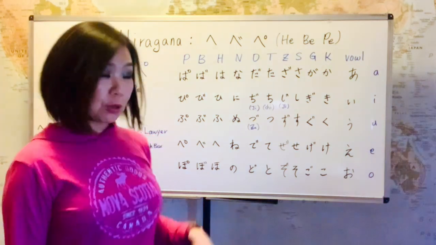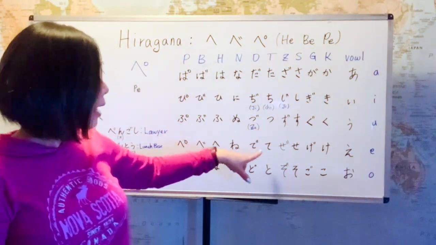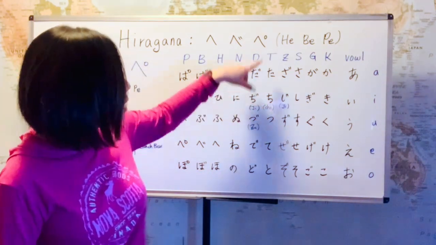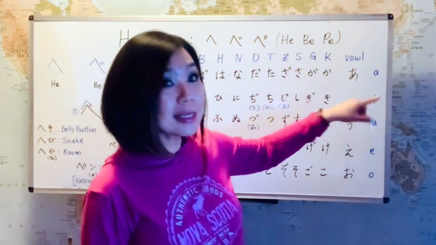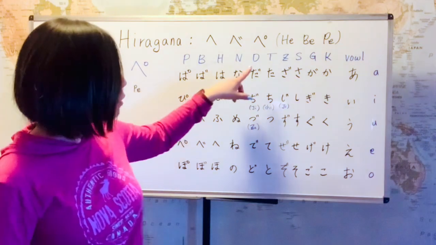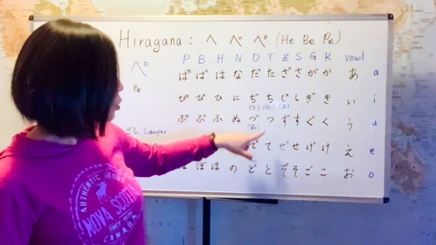And then we moved on to the T line. That's ta, chi, tsu, te, to. And again, we have to be careful with the second one because we would want to pronounce it like ti. And then again, we don't have that sound. So we pronounce it like C-H-I, chi. Ta, chi, tsu, te, to.